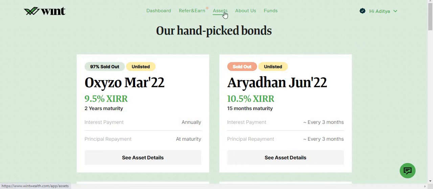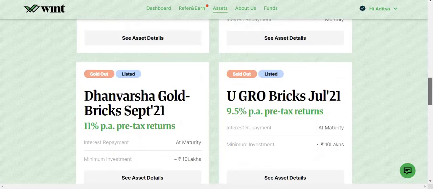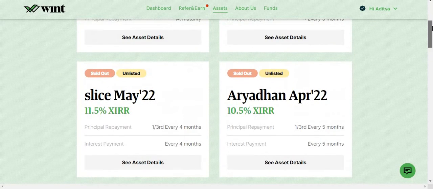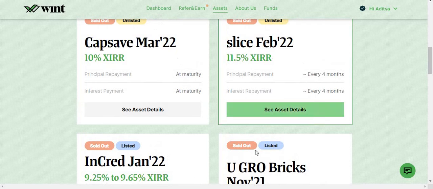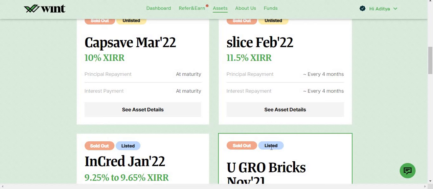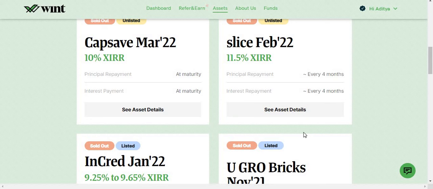First you need to go to assets. You can see all the assets are listed here. Almost all are sold out. Let's first understand what is listed and what is unlisted. This is listed, this is unlisted. Listed means these are listed in the stock market. So once you buy the bond here, it will automatically go to your depository account, and those that are listed will show up in your Demat account, so you can buy, sell and trade in the stock market.